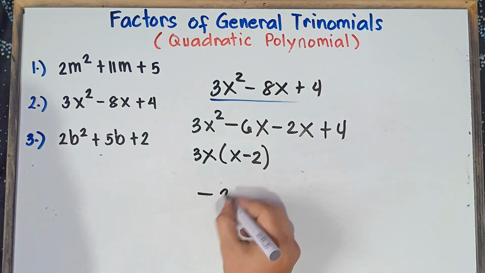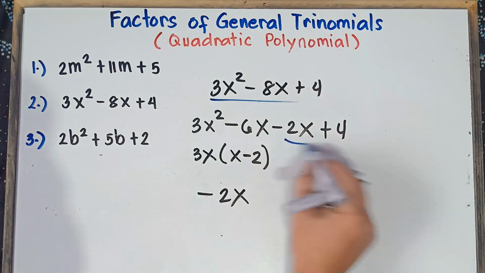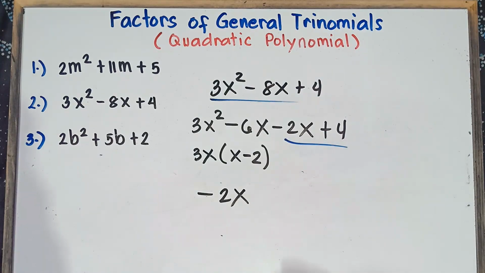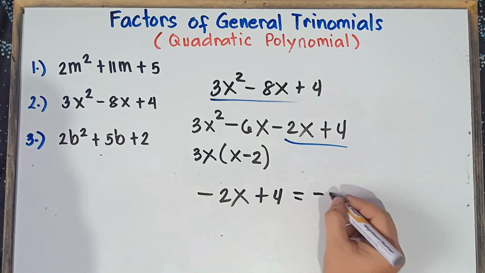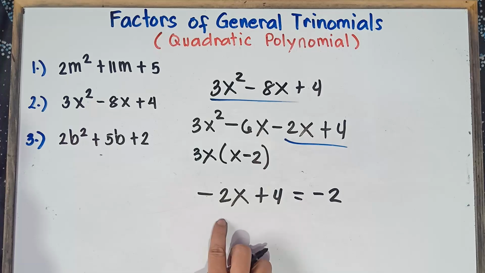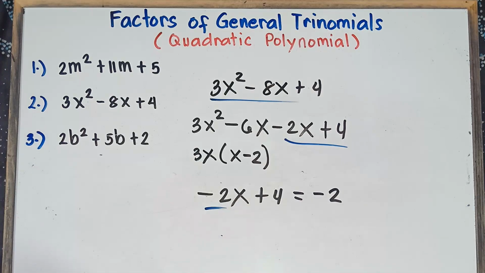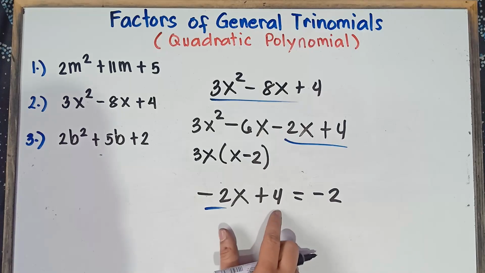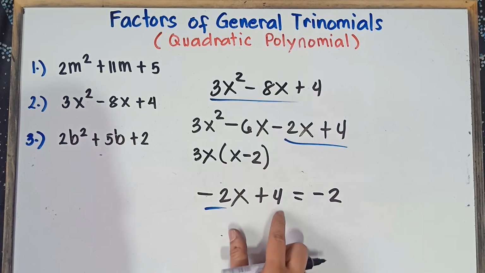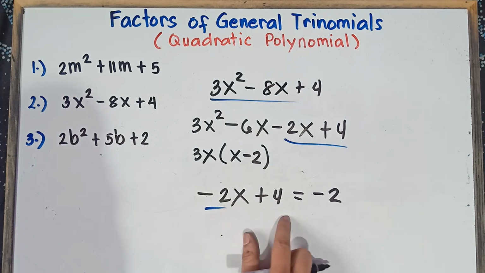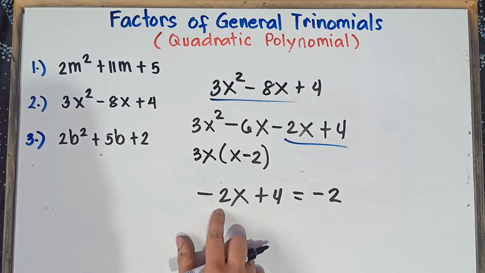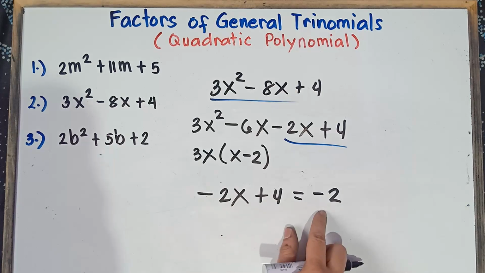Alright, so negative 2x, once again, the third term and the fourth term: negative 2x plus 4. We can factor this out by negative 2. Can we factor this out by negative 2? Yup, we can. Now, how about for the variable? Since this 4 doesn't contain any variable, we can only factor out the numbers. So the greatest common factor of negative 2 and 4 is negative 2.